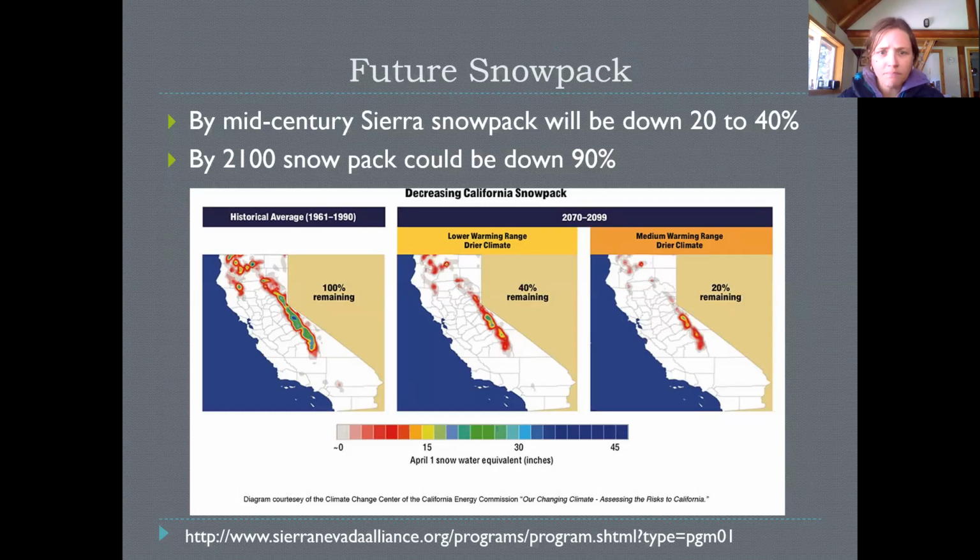And so this is a particular research project that was done, published by the Climate Change Center of the California Energy Commission. It's showing that by mid-century the Sierra snowpack will be down 20 to 40%. And then by 2100, the snowpack could be down by 90%. So this is kind of a scary prospect.